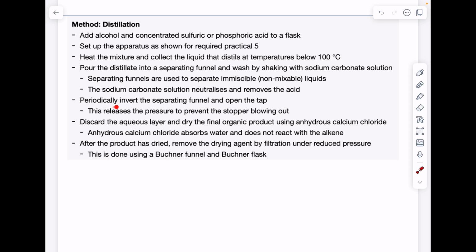Then we keep turning that separating funnel upside down. We open the tap, and that enables pressure to be released, which prevents the stopper from blowing out. We then discard the aqueous layer and dry the final organic product using anhydrous calcium chloride. That anhydrous calcium chloride absorbs water and doesn't react with the alkene. And after the product has dried, we remove the drying agent by filtration under reduced pressure, and this is done using a Buchner funnel and Buchner flask.